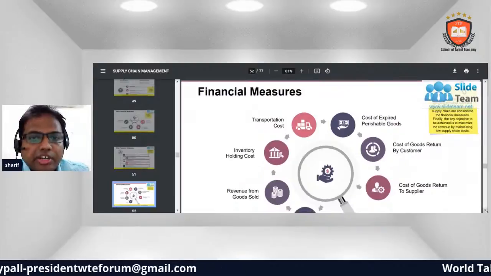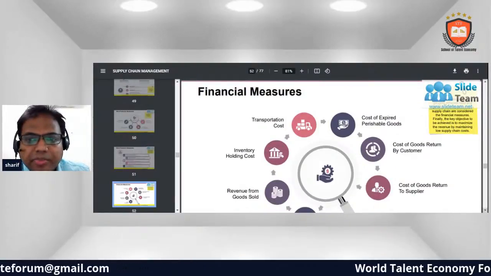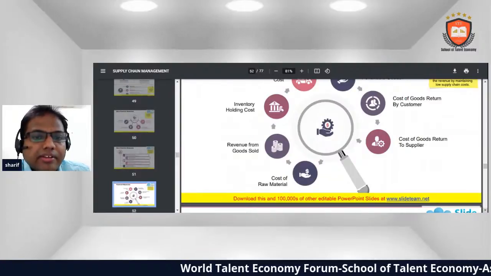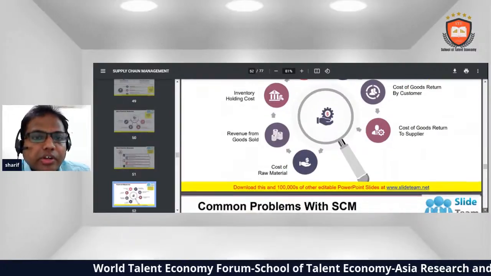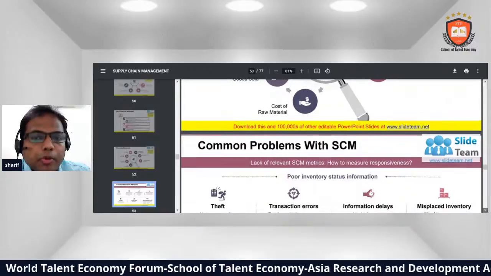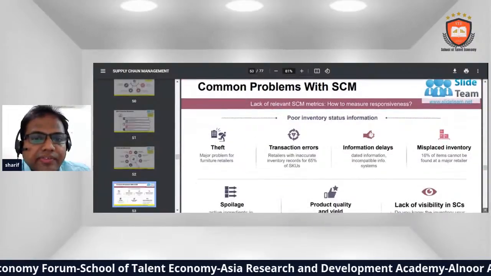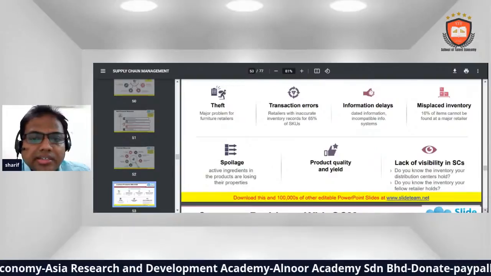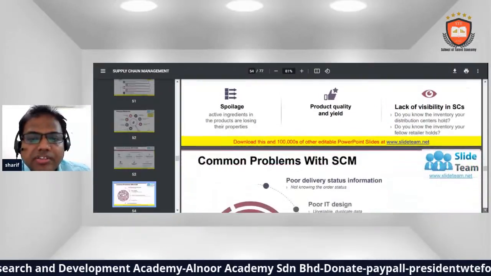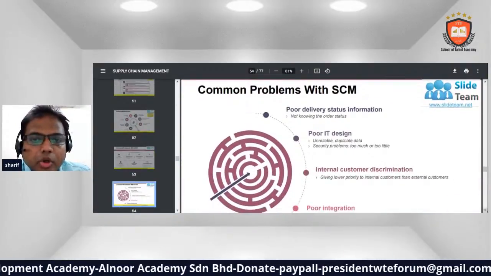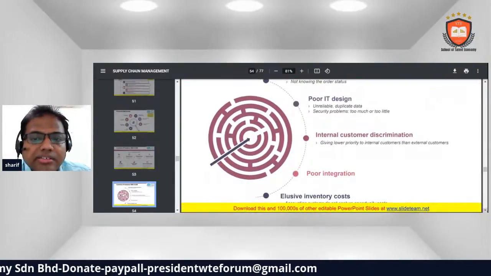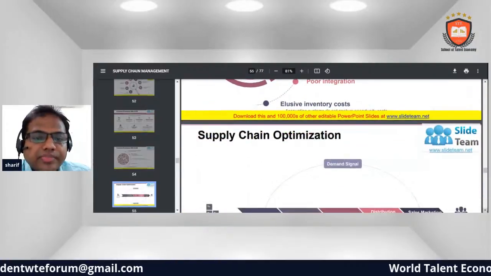Financial measures: we need transportation, cost of expenses, cost of goods sold, cost of goods returns, cost of raw material, revenue from the goods sold, inventory holding cost. Common problems in supply chain management: theft, transaction errors, information delay, misplaced inventory, spoiled product quality, lack of visibility. Common problems with SCM: poor delivery status information, poor IT design, poor customer integration, and elusive inventory cost.